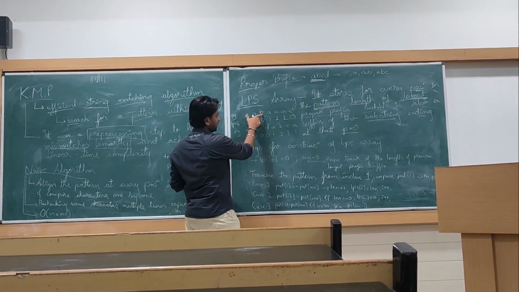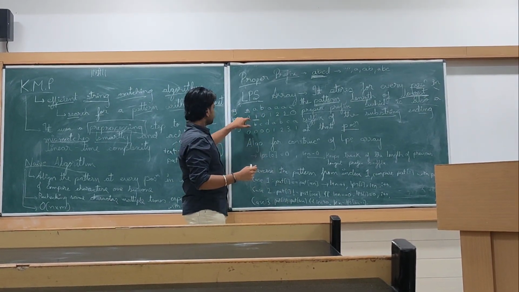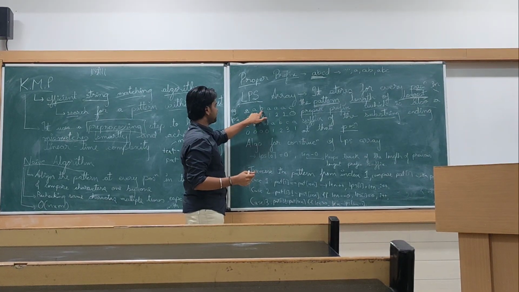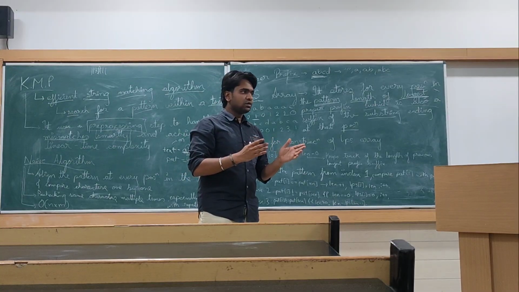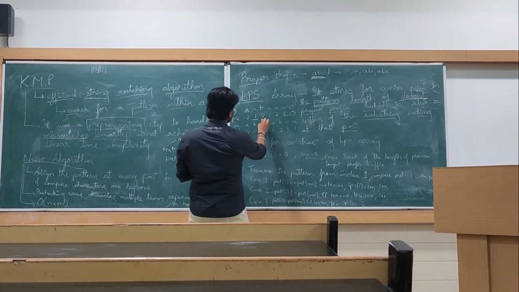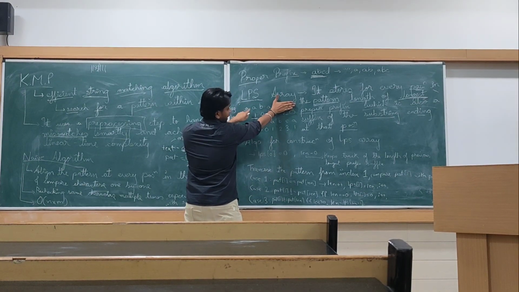Right? अभी A, A, B. What are the proper prefixes of A and B? Empty string छोड़ दो. A and A. What are the suffixes, B and AB? Is there anything matching? There is no proper prefix which is also a suffix. तो यहाँ पे क्या आ जाएगा? 0.